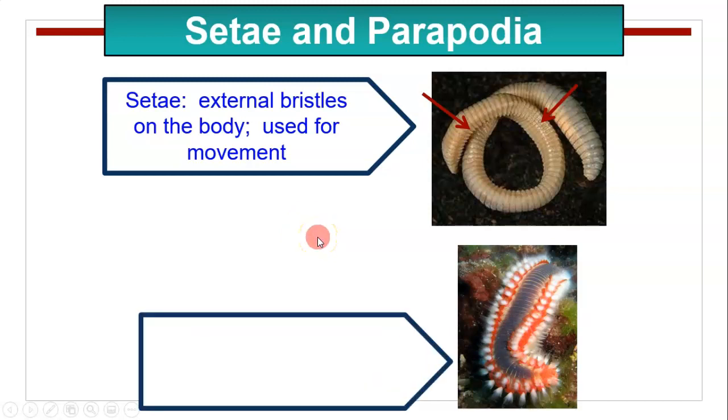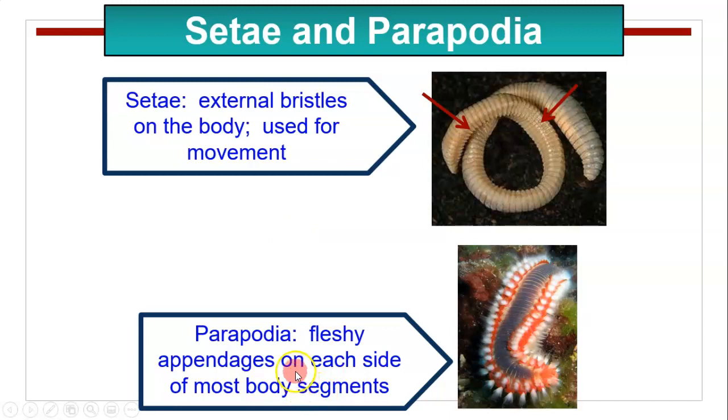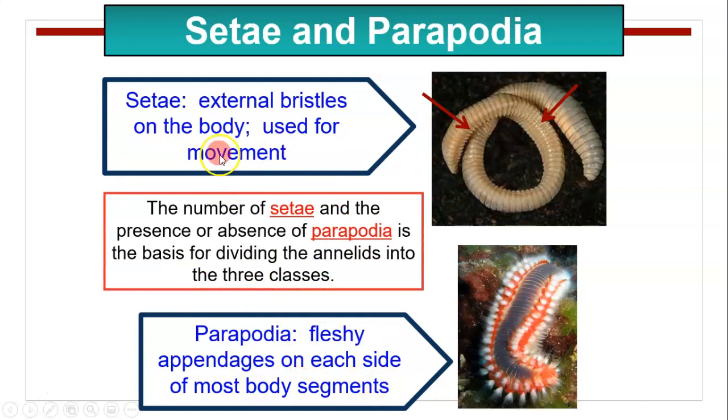They can also have something called parapodia, which are fleshy appendages, so fleshy things that stick out on each side of most of the body segments, like you can see in this animal here, which is one of the marine worms, one of the polychaetes. Now, these characteristics, the setae and the parapodia, the number of setae and the presence or absence of parapodia, is how scientists distinguish between the three different classes of annelids.